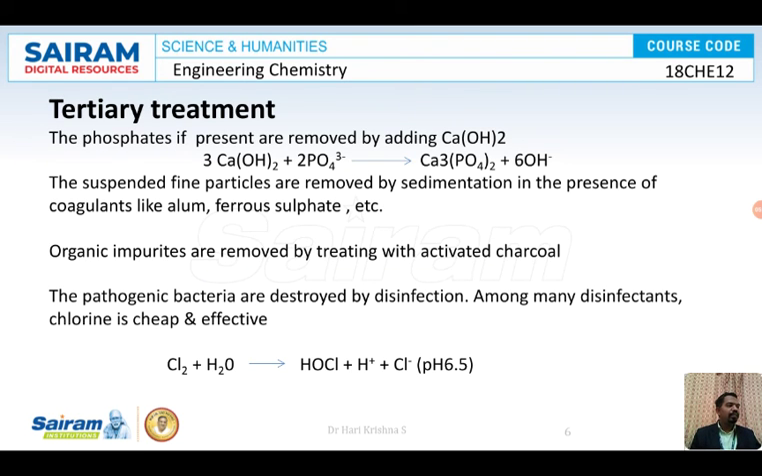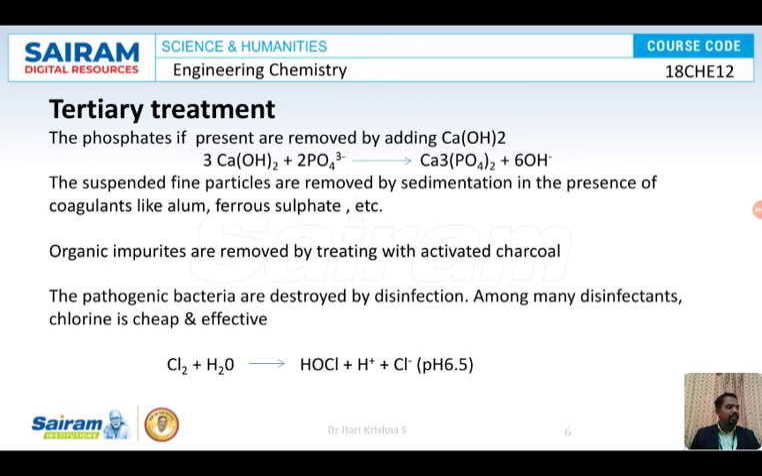The water after undergoing secondary treatment is subjected to tertiary treatment. Here, if water contains phosphate, it is removed by adding calcium hydroxide. When you add calcium hydroxide, the phosphate will precipitate as calcium phosphate. So water will be free from what? Phosphate.